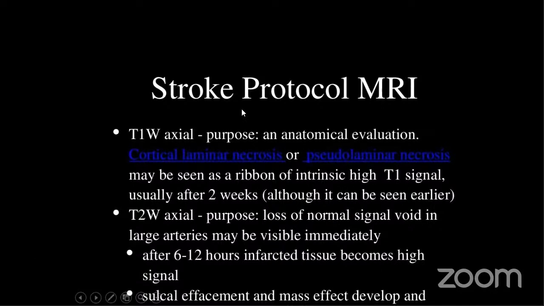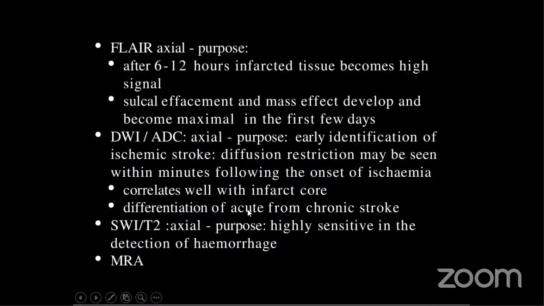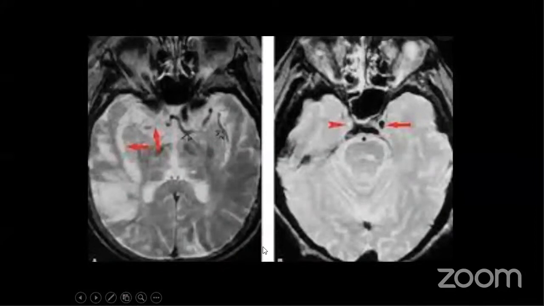T1 axial, T2 axial, and you have the FLAIR axial sequences. Diffusion weighted and ADC sequences and susceptibility. These are your stroke protocol. T1, T2, you have FLAIR axial images. Diffusion weighted when you get ADC out of it, then susceptibility weighted and T2 axial images. This is for hemorrhage. And MR angio, you finish with an MR angio always.